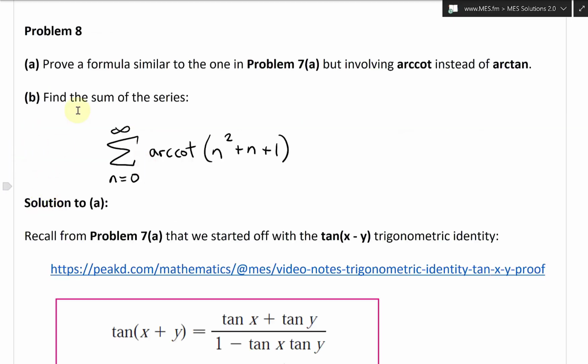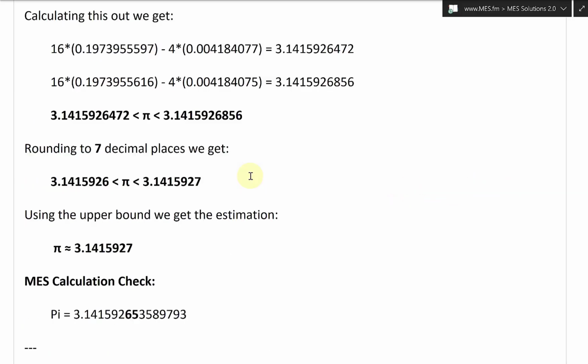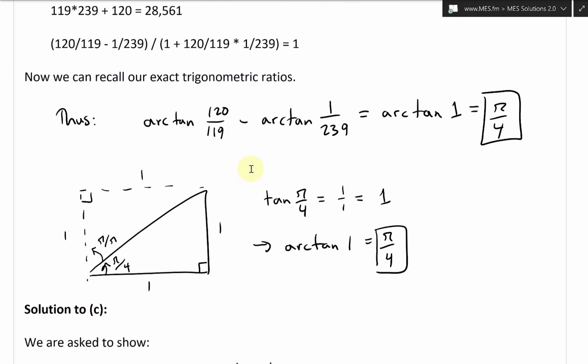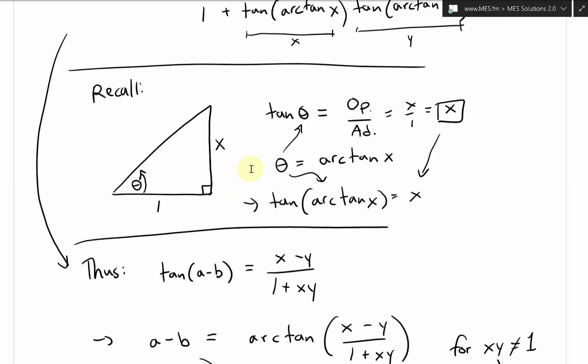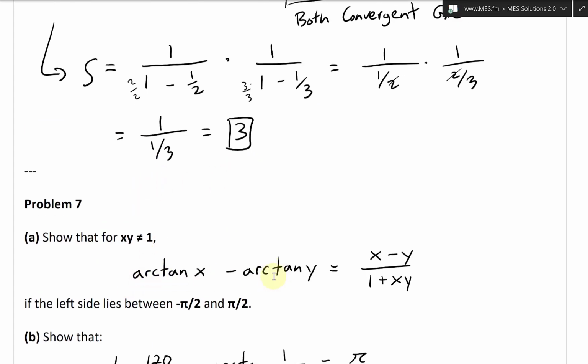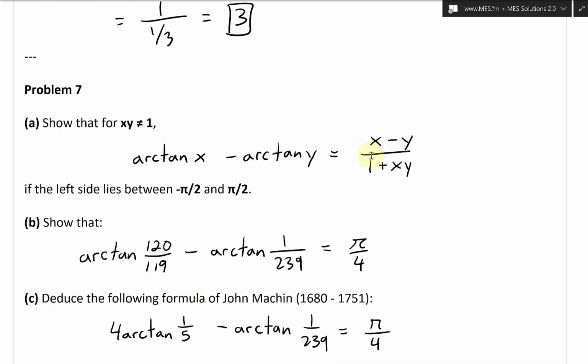Alright, so let's take a look at question A and look at the solution to it. So solution to A, first recall from problem 7a that we started off with the tan x minus y trigonometric identity. So again, we're going to look at problem 7a, but switch it up to using arccotangent instead of arctan. So if we scroll all the way up to our 7a, how far did we go? Yeah, it keeps going. So we were asked to show this arctan x minus arctan y equals x minus y divided by 1 plus xy.